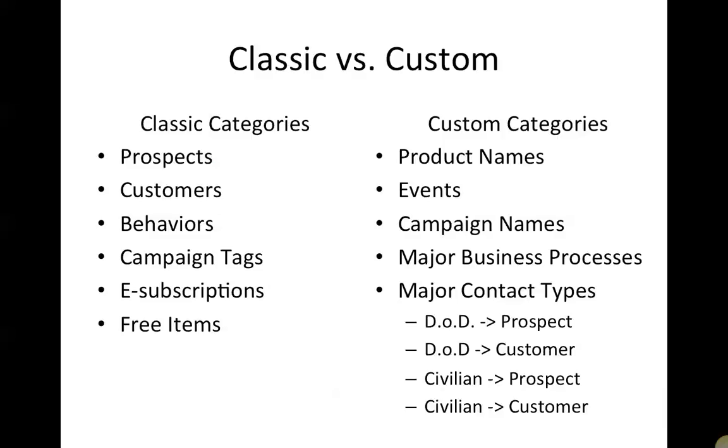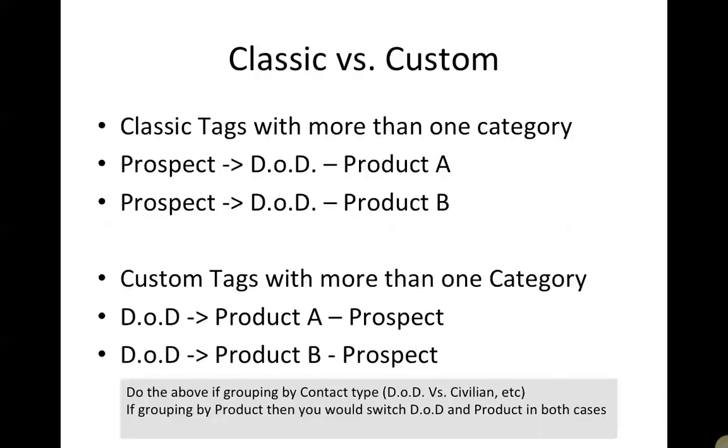So that's one way that they use to customize their tag categories. Okay, so what would some of these things look like in the different ones? A classic tag category, you can see, you've got prospect, DoD, product A, product B. And this is how you would set it up if you had more than one category, because there's only one category.